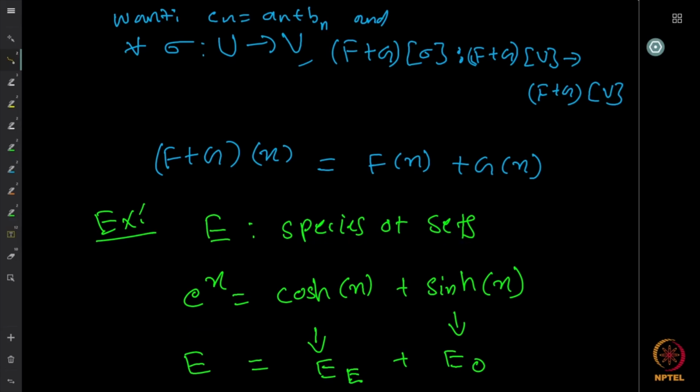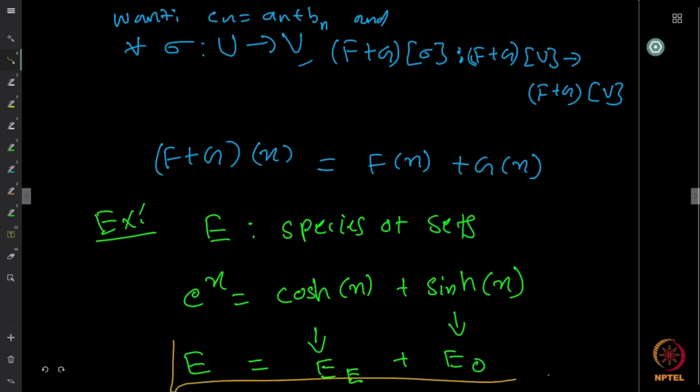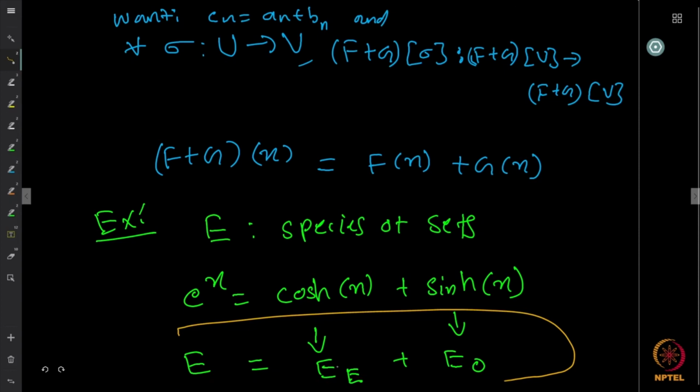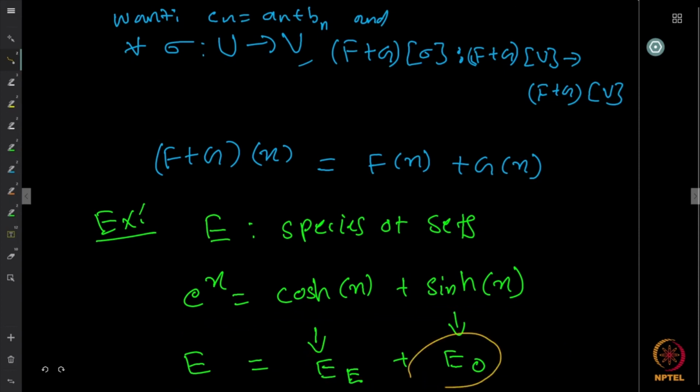But what is even more interesting is that now the species E can be written as the sum of two species, right? Which is the set of all even sets and the set of all odd sets. So the species of even sets and the species of odd sets. Now, what is the generating function for the species of even sets? That is actually cosh of x. And the generating function for the species of odd sets is sinh of x.